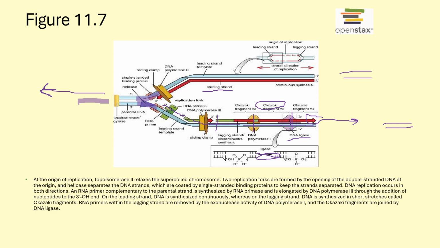As you can see in this diagram up here at the top, you had your point of origin here, and when I say it's bidirectional, as you can see, you're moving in two different directions, and you end up with what is often referred to as a replication bubble, because it looks like a little bubble there, but you're moving in both directions. That is DNA replication.